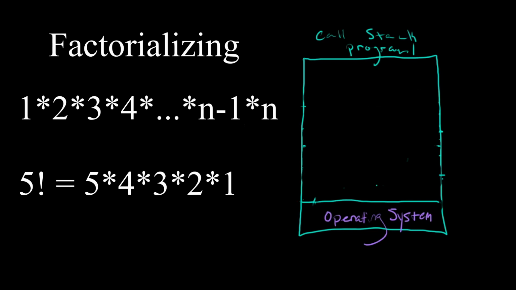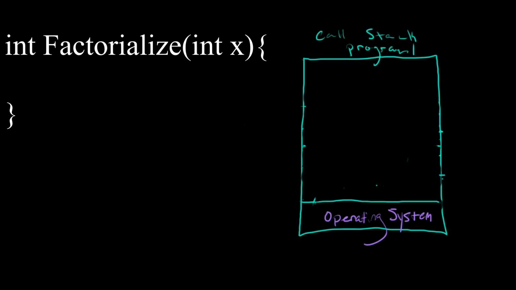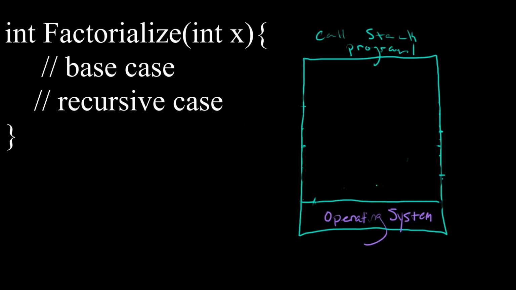So first we need to start with the function declaration. We're going to call it factorialize. We're going to pass in our original number and call it x, and then we're going to return an integer as our return value. So now to actually define this function, we're going to have two cases, a case known as the base case and then a case known as the recursive case.